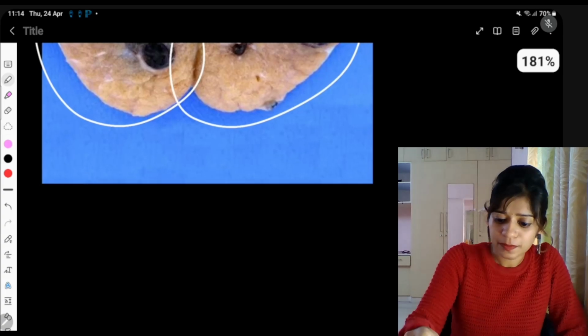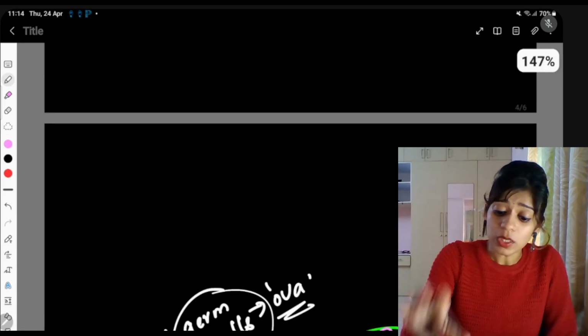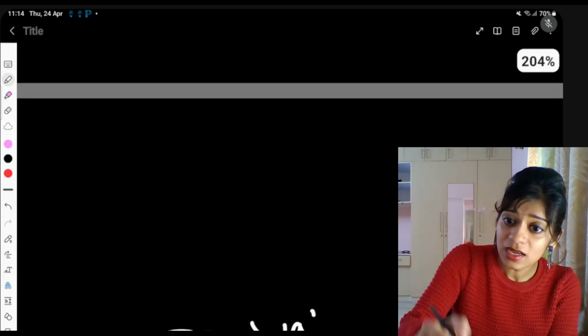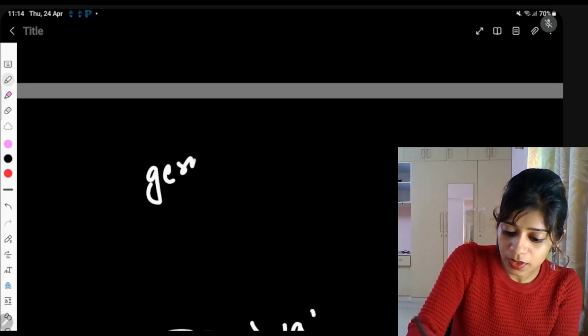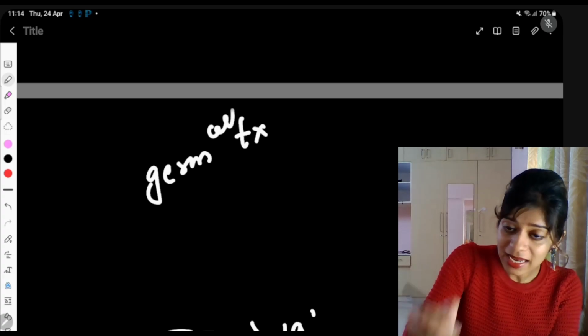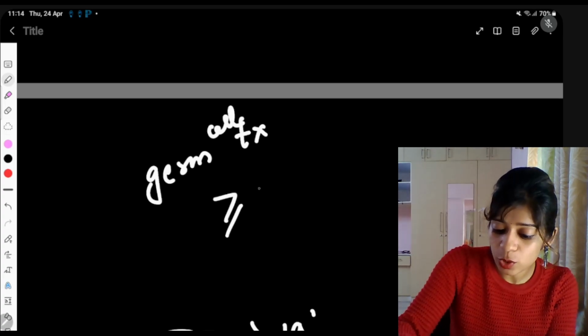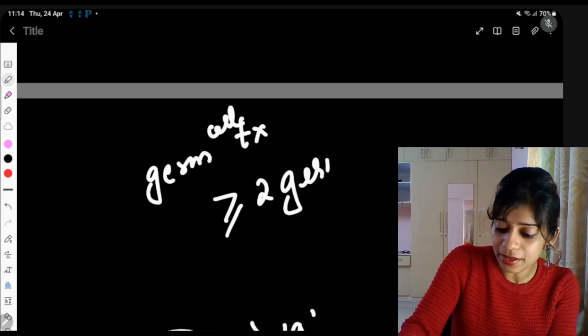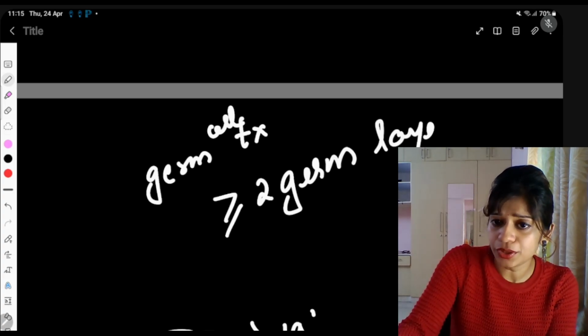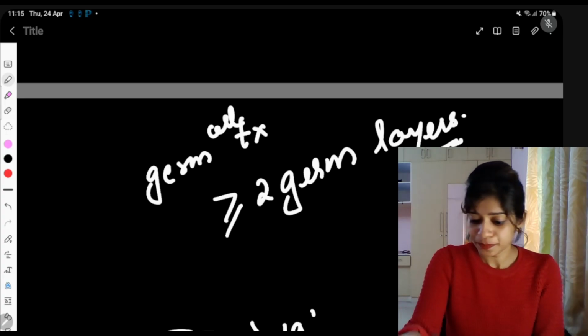Can you do one question? Yeah, simple. So see, what is the definition of teratoma, guys? It is a germ cell tumor, and it will have more than or equal to 2 germ layers. What are the germ layers? Ectoderm, mesoderm, endoderm. Alright.